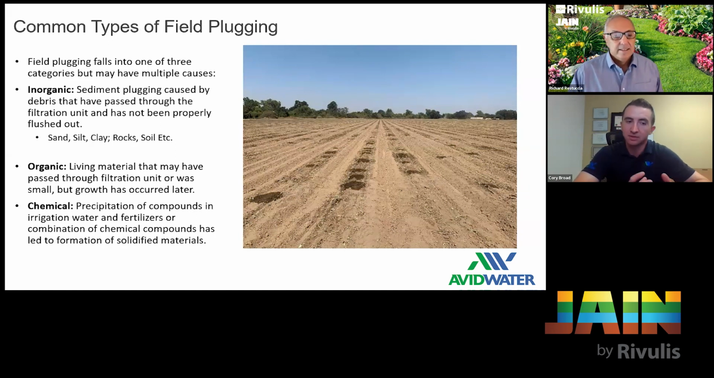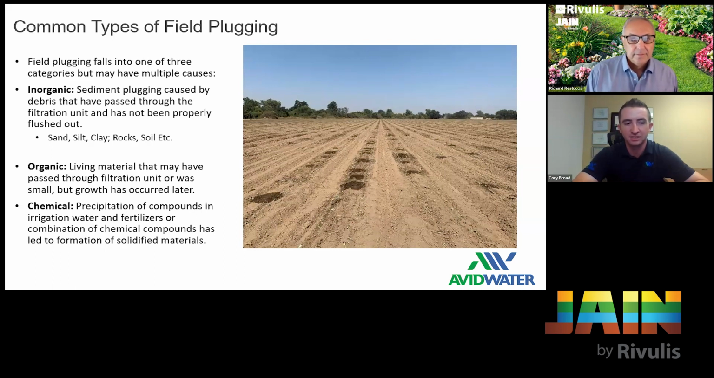Organic is going to be your living material that's passed through the unit. It generally is sometimes even microscopic in nature. But that growth or accumulation has occurred maybe even later. So if you open up an emitter and you see this big nasty thing growing on it, well, it probably didn't just make its way through the filter. It was probably microbes that formed together and turned into what it is. And then obviously you have chemical plugging, which is the precipitation of compounds. Maybe it's 2 types of fertilizers that didn't agree, or it's a fertilizer and irrigation water that didn't agree.